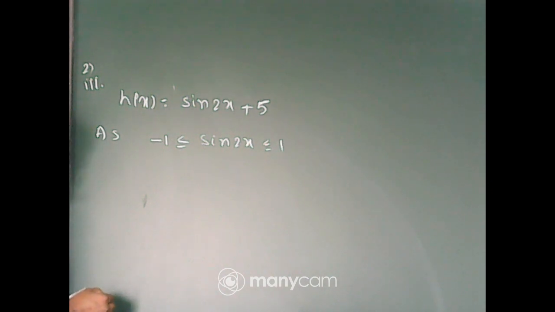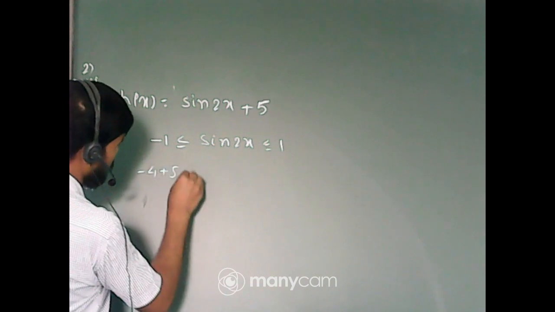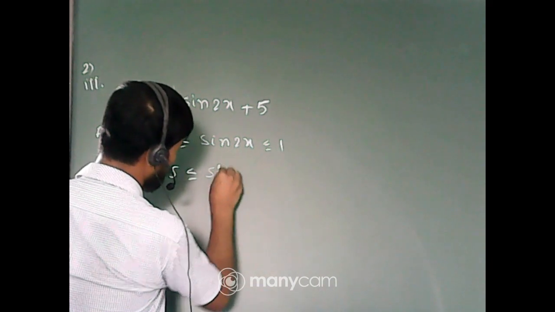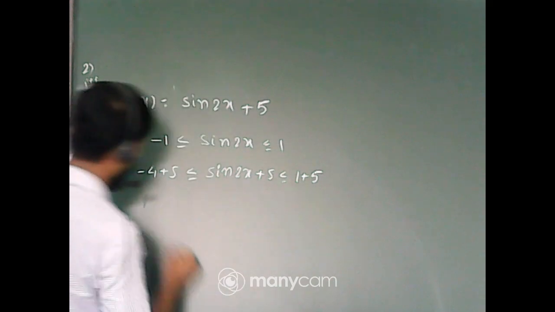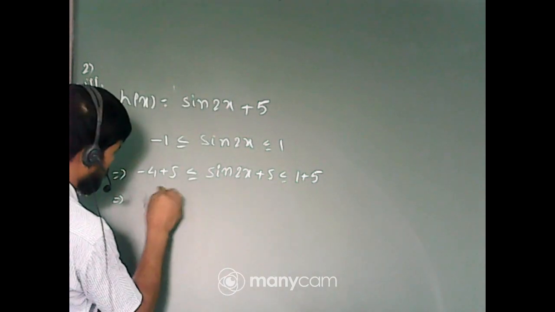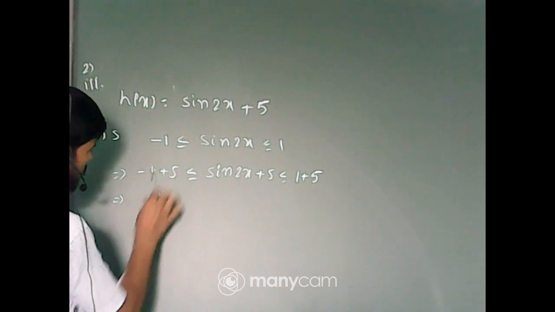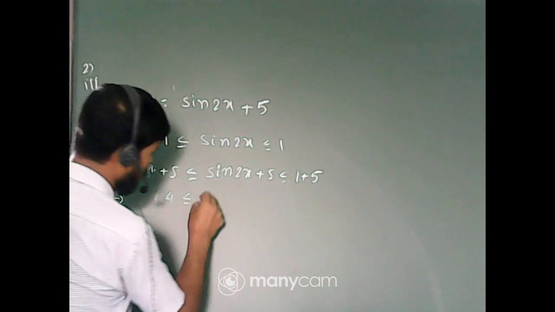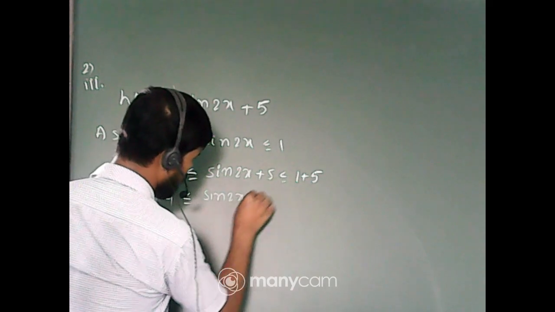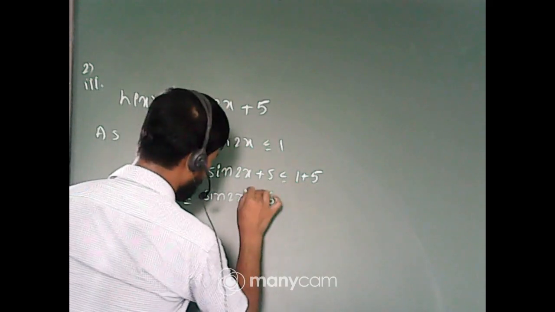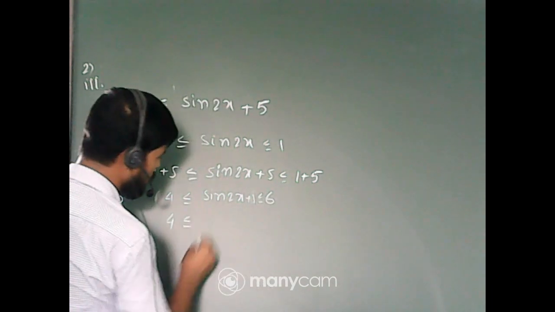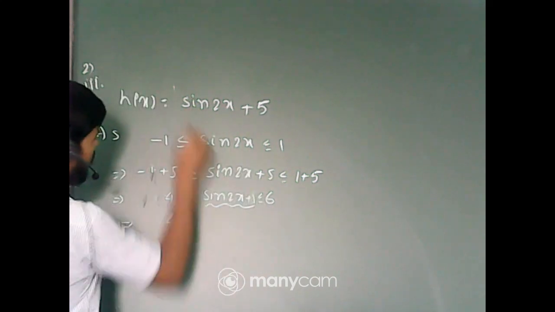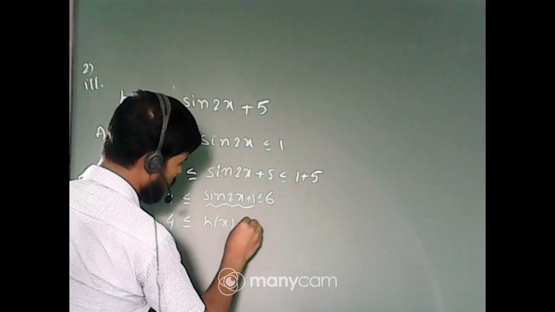That means if I add 5 to both sides, we have minus 1 plus 5 less than or equal to sine 2x plus 5 less than or equal to 1 plus 5. So that means 4 is less than or equal to sine 2x plus 5, which is less than or equal to 6. This is the given function h of x. So 4 is less than or equal to h of x, which is less than or equal to 6.